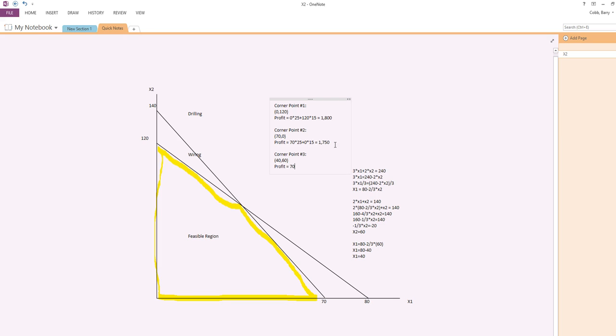So the profit at that point is 40 times 25 plus 60 times 15, or 1900. Now we choose which of these corner points gives the highest profit. And as we can see, it's corner point number 3. So our solution: produce x1 equals 40, or 40 air conditioners, and x2 equals 60, or 60 large fans.